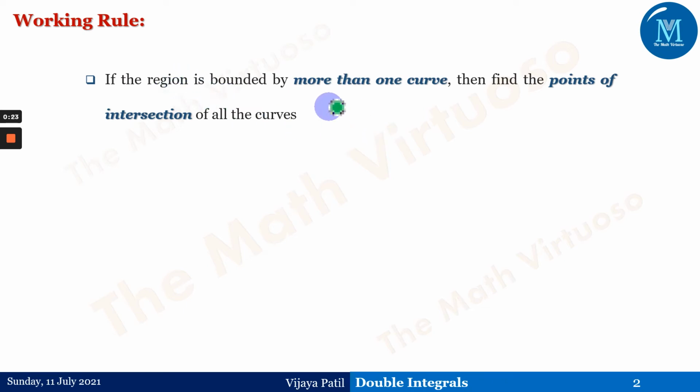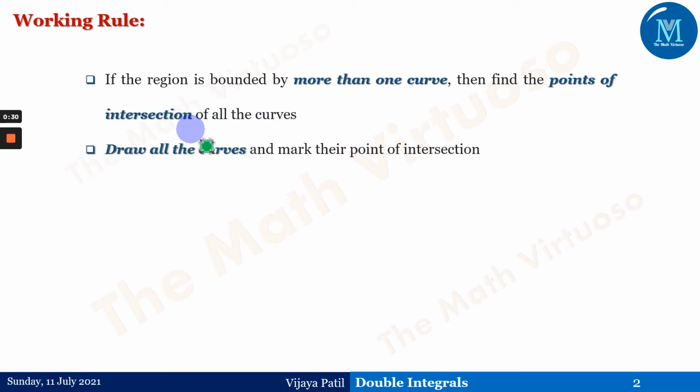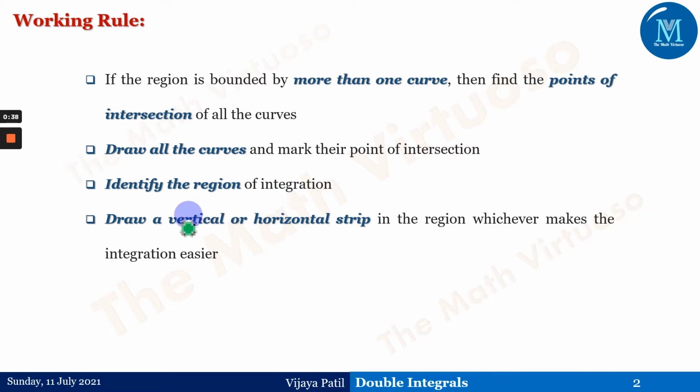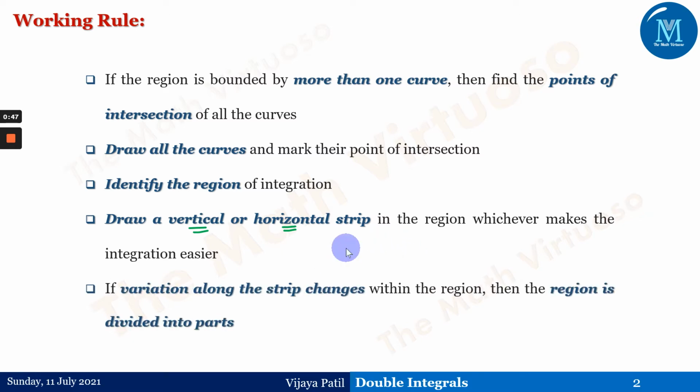If the region is bounded by more than one curve, then find the points of intersection of all the curves. Then we have to draw all of them and mark their points of intersection, identifying the region of integration. After that we have to draw a vertical or a horizontal strip in the region, whichever makes the integration easier. If the variation along the strip changes the region, then the region is divided into different parts.